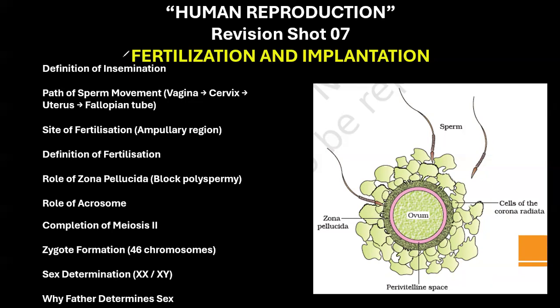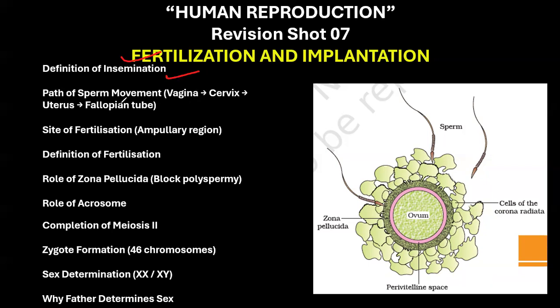The revision short is there: fertilization and implantation. We'll be talking about the definition of insemination. What is insemination? During copulation and coitus, semen is released by the male reproductive genitalia into the female reproductive organ. This process is called insemination.